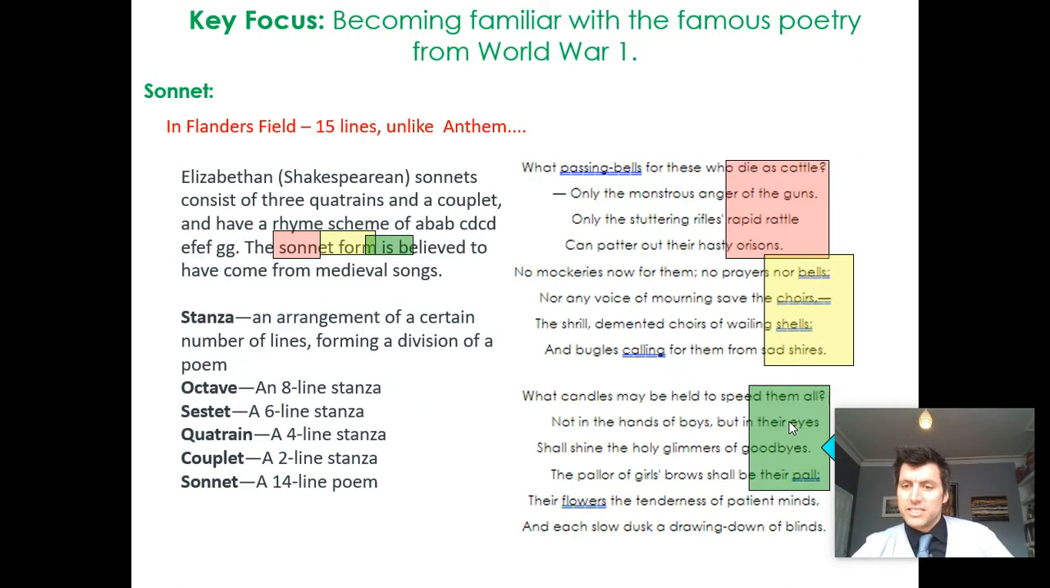Slightly different. Okay, so we can see that goodbye should really be the or the pal. Okay, and then minds and blinds does rhyme at the end. Okay, so that final line rhymes at the end. Sorry, those boxes are in the wrong shape.